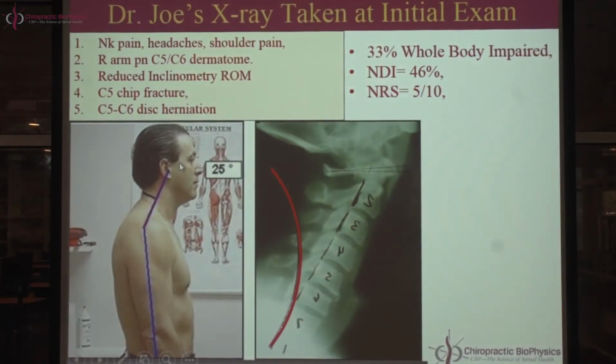So when he goes to see Joe, this is after all this care, okay? And this is after the permanent impairment rating. He comes to Joe, 33% whole body impairment rating. Neck disability index is 46%. That's severe disability on the neck disability index. And at the time of the visit, he's a 5 out of 10. That's considered moderate chronic neck pain.